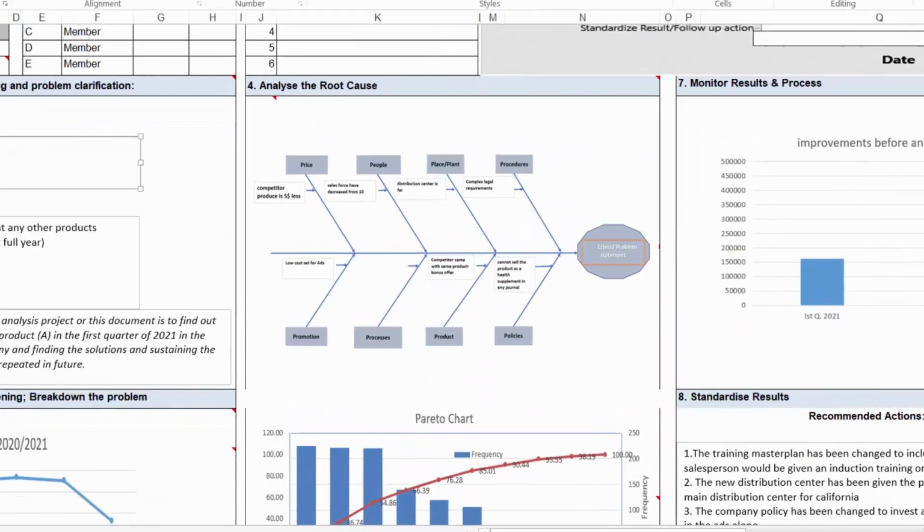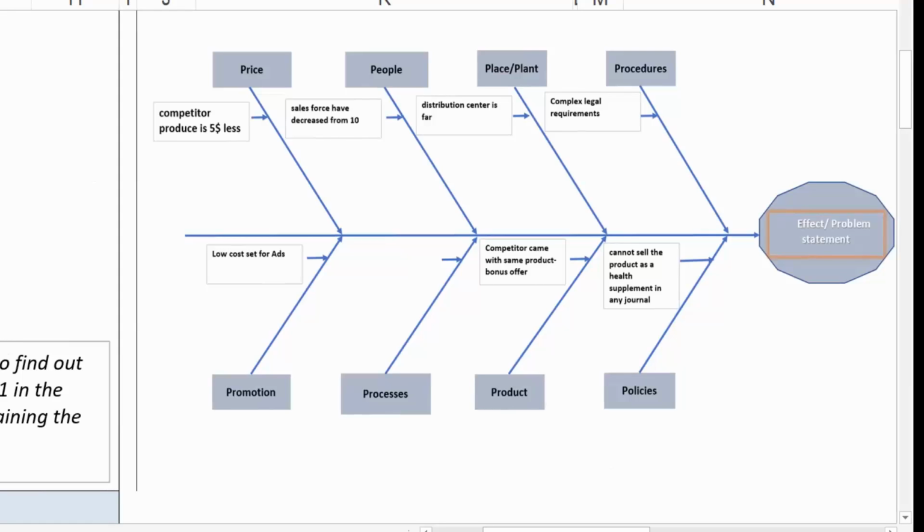I'll enlarge this one. Suppose for the procedures, we found that our sales agents have to go through various procedures of quality check before the particular product, as it's a health supplement, so we have to wait for the state approval. For policy, the policy of California, suppose we cannot sell the product as a health supplement in any medical journal. This is not the actual scenario, we are just supposing it here. For place, suppose our distribution center is out of the main city area, so people do not get to this place easily, so only online order or purchasing is available for now.